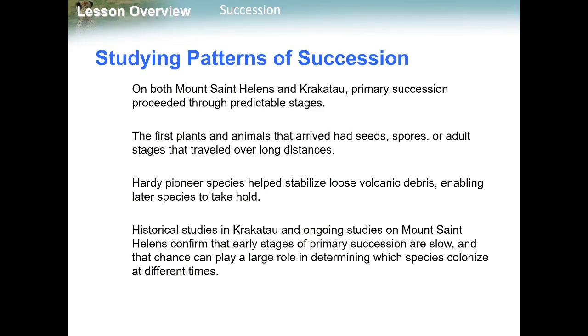So if we look at the historical studies of Krakatoa and the ongoing studies of Mount St. Helens, we can confirm that the stages of primary succession are very slow, and that chance can play a large role in determining which species are going to colonize at the different times.